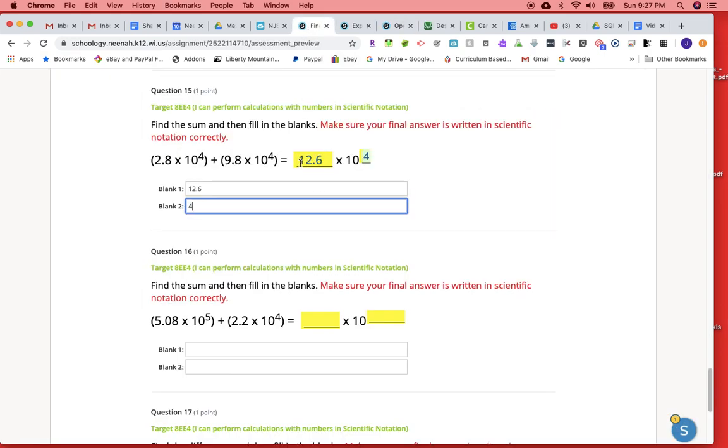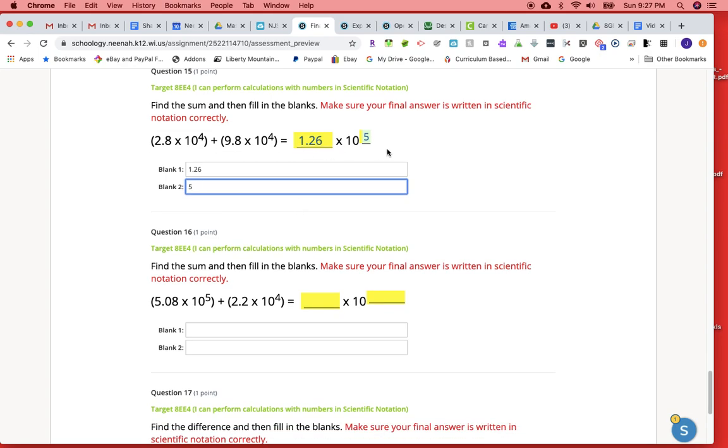Let's take a look. We have a problem. This 12 is too big. So we need to move our decimal one place to the left. So it's going to be 1.26. And when we move it 1 to the left in LARS, we have to add 1. So 4 plus 1 is 5. So now we have 1.26 times 10 to the 5th. That is in the correct form.